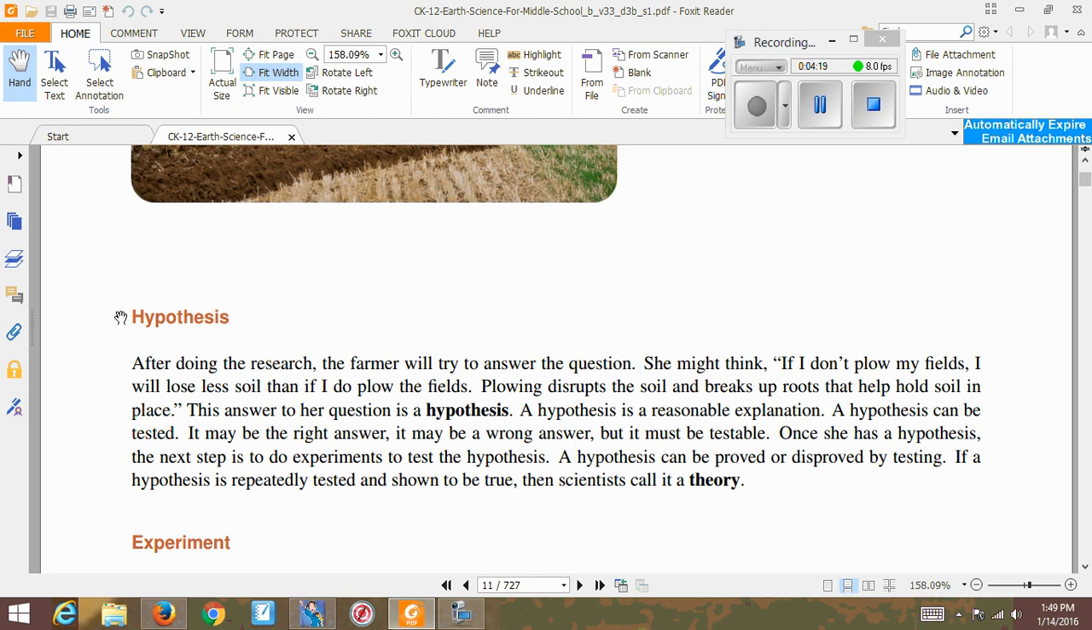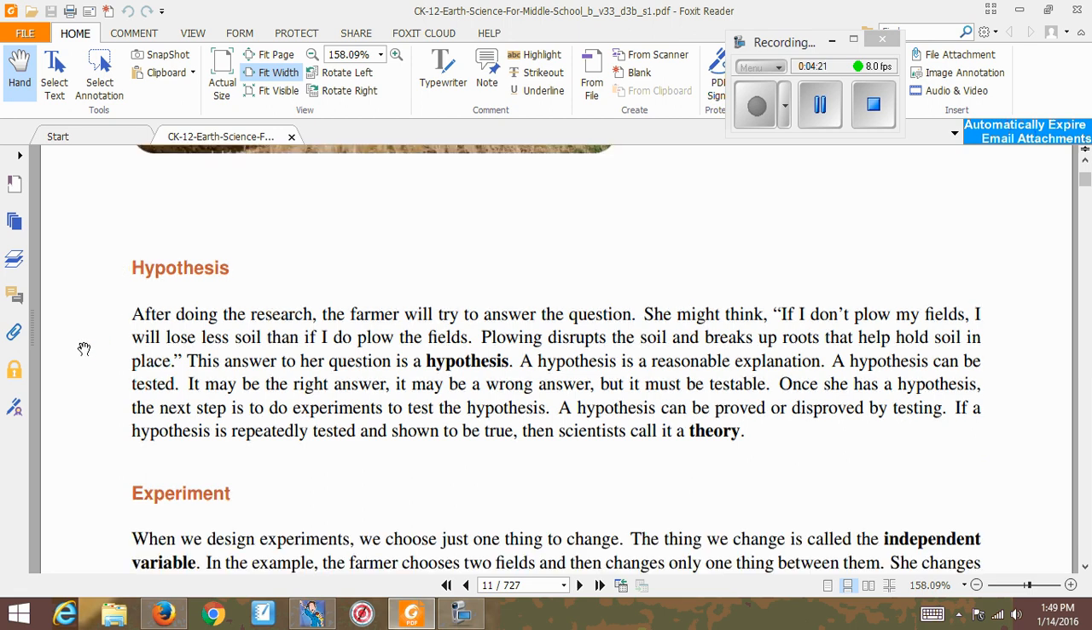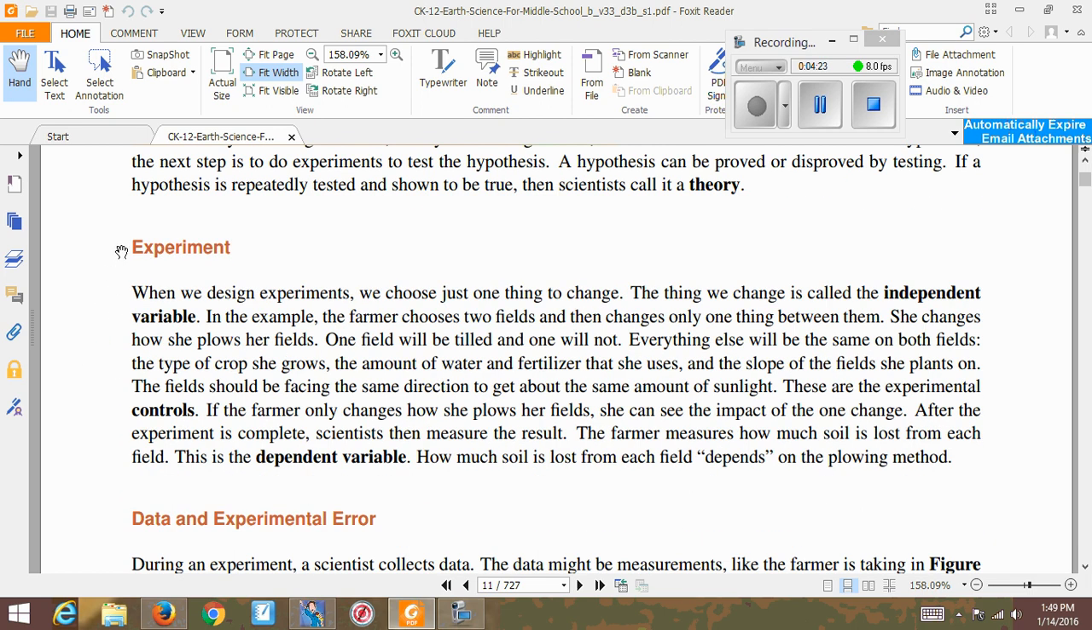Experiment. When we design experiments, we choose just one thing to change. The thing we change is called the independent variable. In the example, the farmer chooses two fields and then changes only one thing between them. She changes how she plows her fields. One field will be tilled and one will not. Everything else will be the same on both fields.